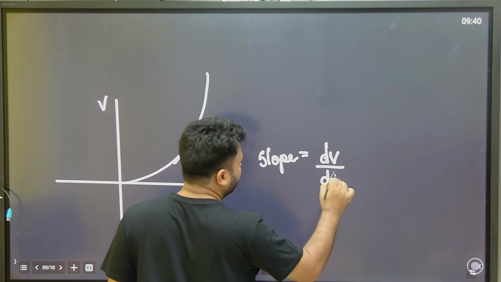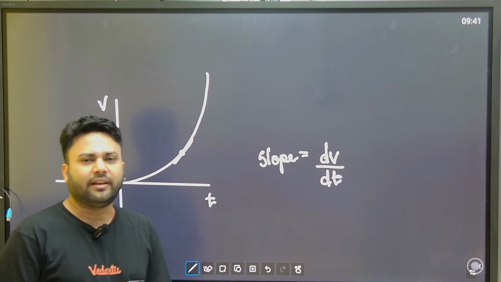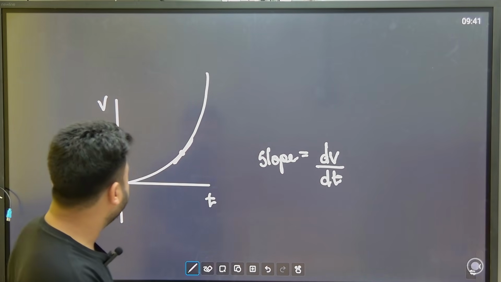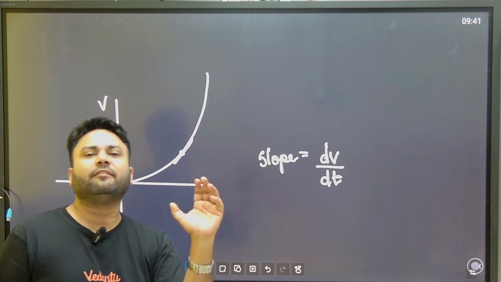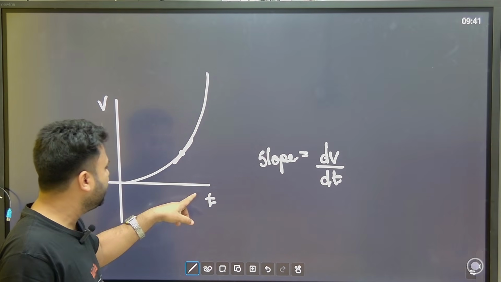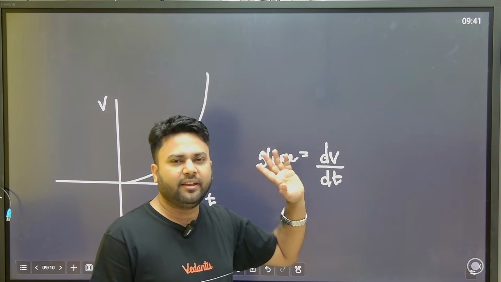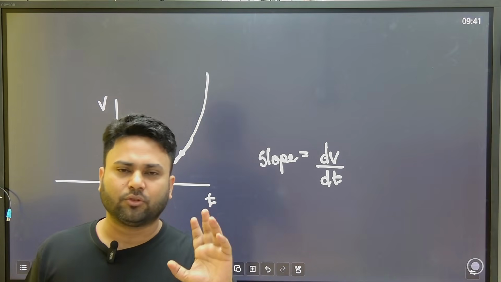See the pattern. This is called pattern learning. If a y versus x graph is there, you write dy by dx. If a v versus t graph is there, we will write dv by dt. This you should understand.